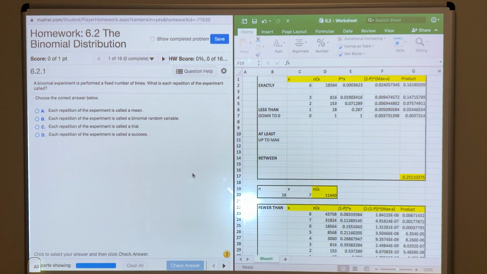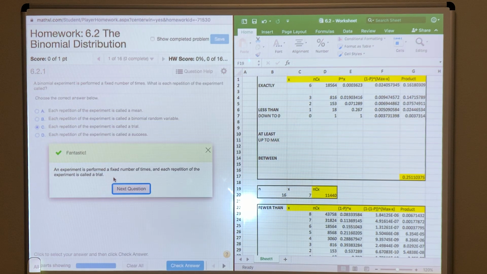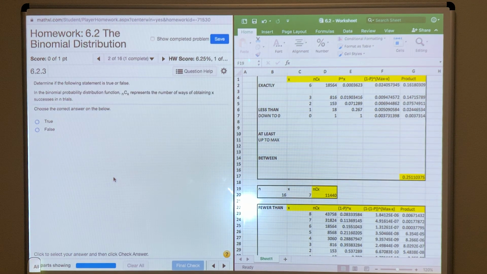A binomial experiment is performed a fixed number of times. What is each repetition of the experiment called? So if you look at your notes, that is known as a trial. So each repetition of a binomial experiment is known as a trial, or is called a trial. Okay? All right. Determine if the following statement is true or false.